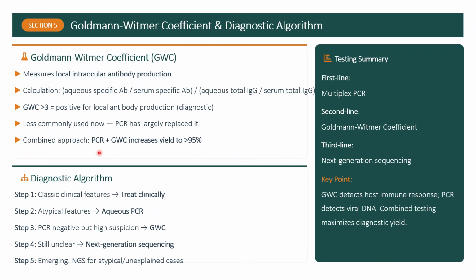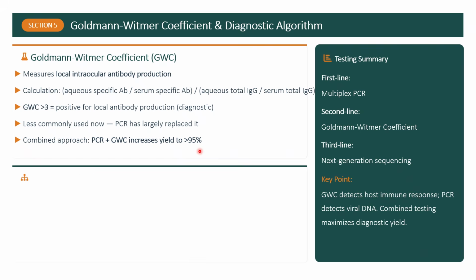However, the combined use of PCR and the Goldmann-Witmer coefficient increases the sensitivity to 90%, so it is very important. As I said, we usually start based on the clinical features to confirm your diagnosis. If you are 100% sure from your clinical features, you can start the treatment immediately, not necessarily waiting for the PCR. However, in a typical presentation, you will do the PCR. If it is negative, you go for the Goldmann-Witmer coefficient. If it's still unclear, there are new generations of PCR, very sensitive. You can try them, but as I say, these are expensive tools.